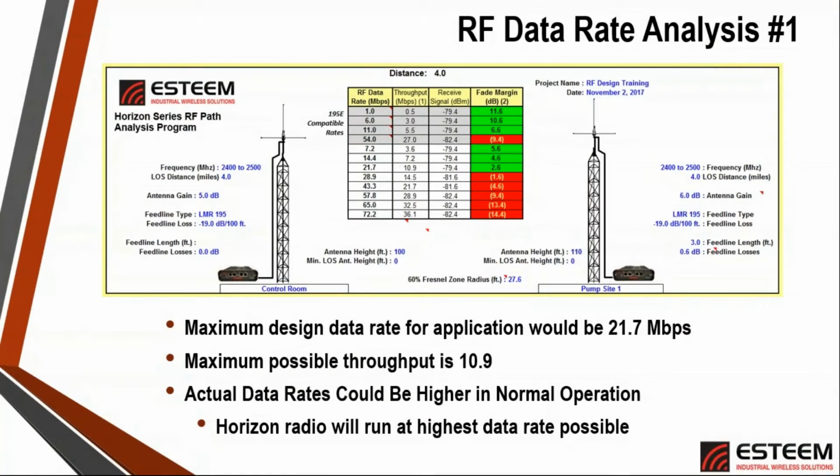What this will tell us then is we can expect on this rate to be 21.7 megabits per second, or a maximum throughput possibility of 10.9. Now, the actual RF data rate could be higher because the radio itself is going to go to the highest possible data rate. But for our calculation purposes, these are the numbers that we want to work with. We're trying to be as conservative as we possibly can.